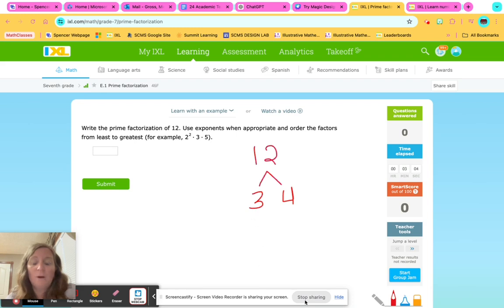Now, look at 3 and 4. Are either of those numbers prime? So the 3 is prime. So what I do is I circle it, and then I move over to 4. Is 4 prime? No, 4 is composite because you can break it down into 2 times 2.